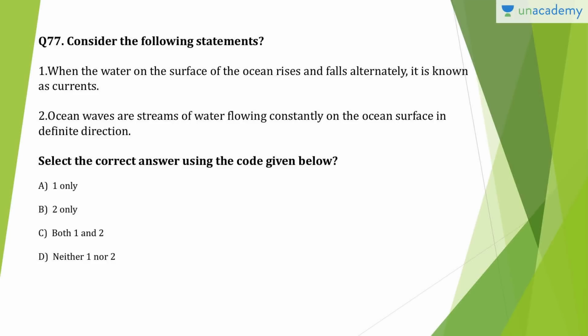Question number 77. Consider the following statements. When the water on the surface of the ocean rises and falls alternatively, it is known as the currents. This is absolutely wrong. This is called waves. And ocean waves are streams of water flowing constantly on the ocean surface in a definite direction. Ocean currents are streams of water.